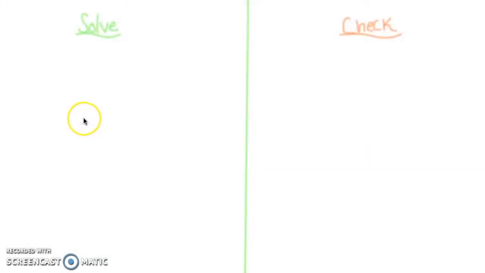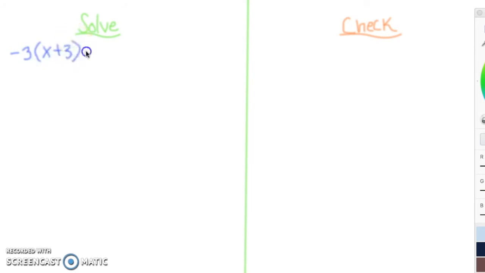Okay, today we are going to solve an equation with the same variable on both sides. So let's write that problem down. I have -3(x + 3) + 2 is equal to x + 5.